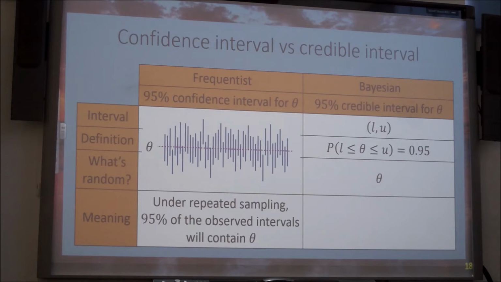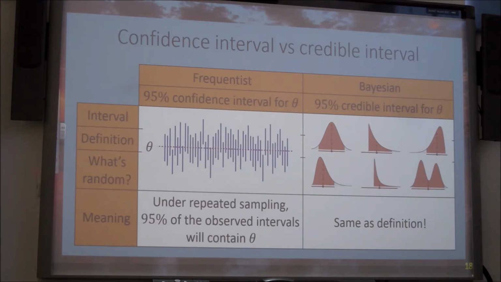But what's random here now is not, well, we're treating theta as a random variable, so theta is the thing that's random, and we don't need to come up with a different meaning, because that is exactly what it means: that we calculate this interval once, and then the probability that theta is in that interval is 0.95. And so here's some examples of what you could have. So you've got your posterior distribution, and then there's a 95% chance of theta lying in that red region.